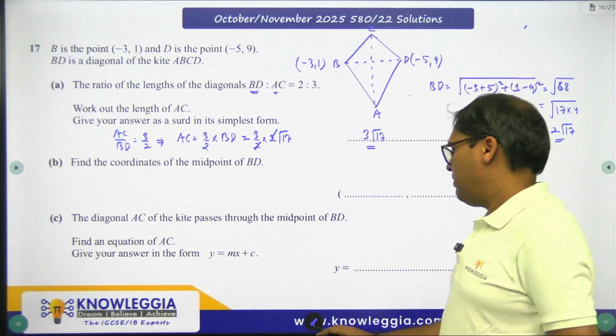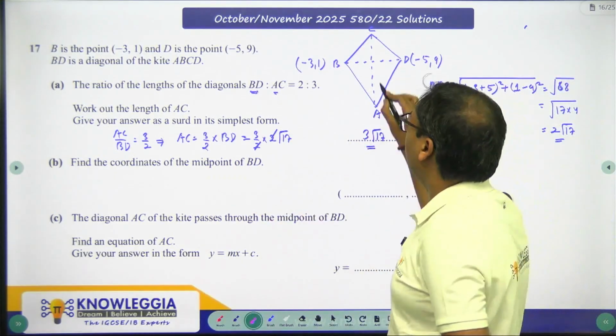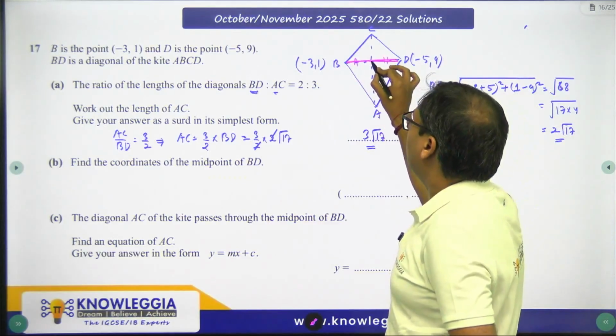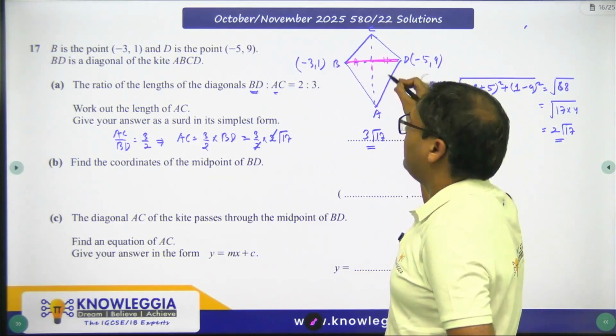Next, the coordinate of the midpoint of BD. You can easily find the coordinate of the midpoint because we know the coordinates of B and D. So what is this?